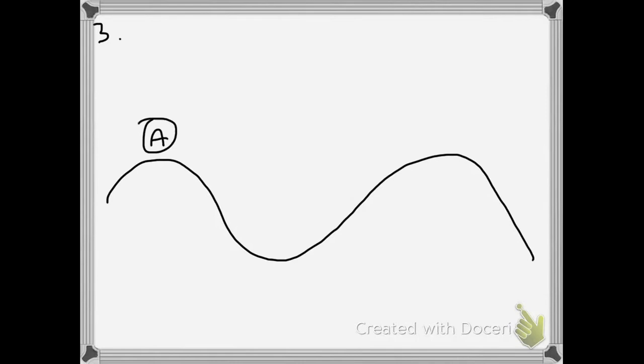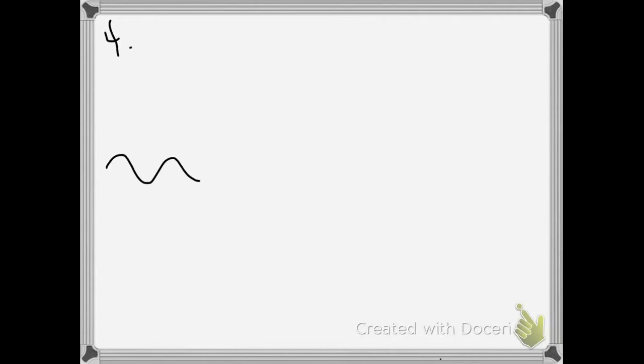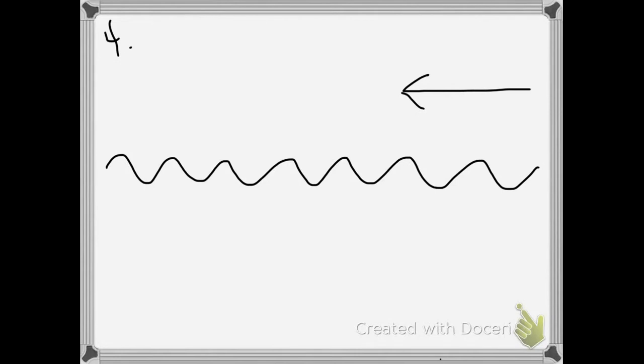Okay, question number 3. We're going to label the parts of the wave now. So what is A? That's the crest, and B is the trough. So when you go from crest to crest or trough to trough, you get lambda, which is the physics symbol for what? Okay, this is wavelength. And if you go from the top of the crest to the bottom of the trough, what is that called? Okay, that's wave height.